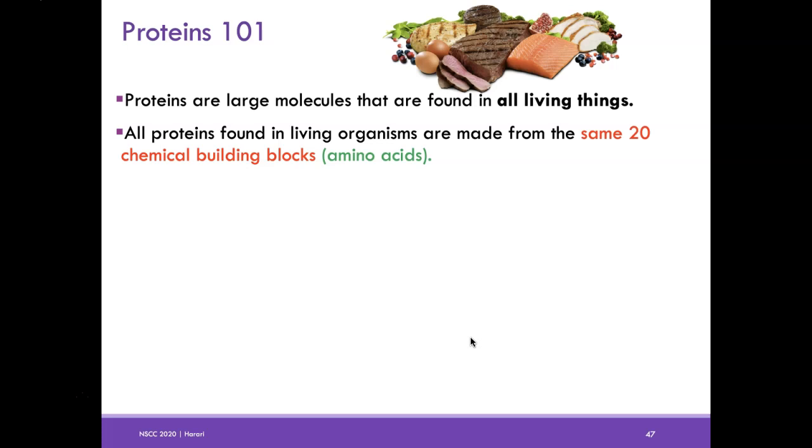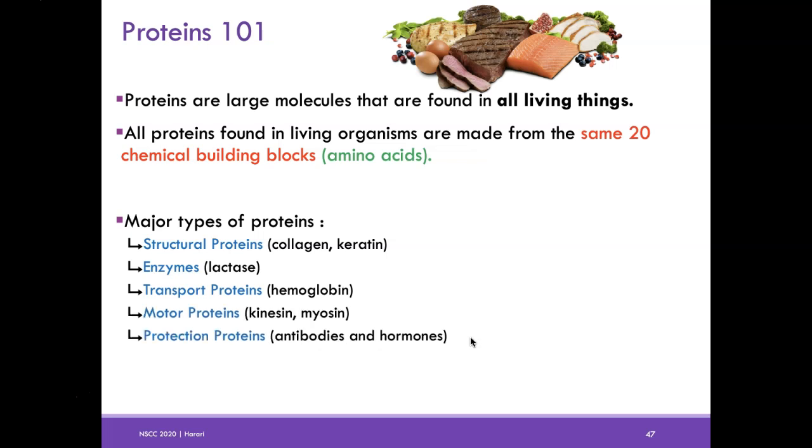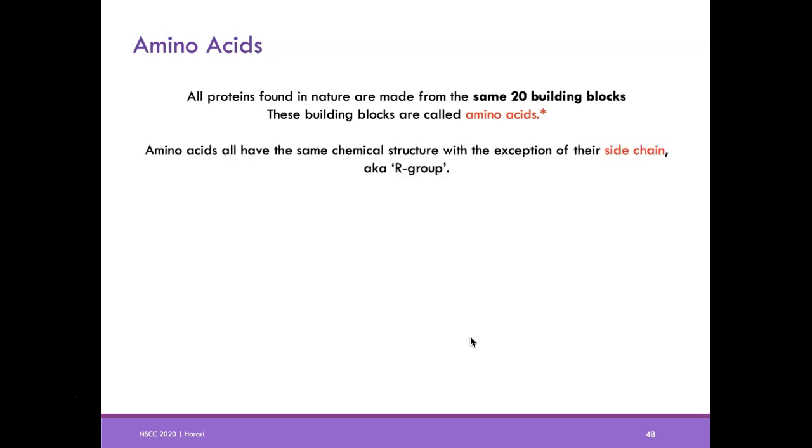All proteins found in living organisms are made from the same 20 chemical building blocks called amino acids. So a protein is a polymer of amino acids. There are major types of proteins. They can be structural, like collagen and keratin. They can be enzymes that help catalyze chemical reactions. They can transport molecules, like hemoglobin. They can pull muscles, like myosin, or they can be protective, like antibodies. And like I said, all proteins found in nature are made from the same 20 building blocks called amino acids.